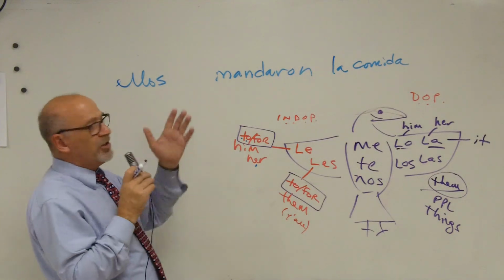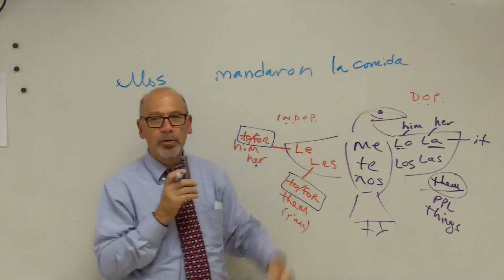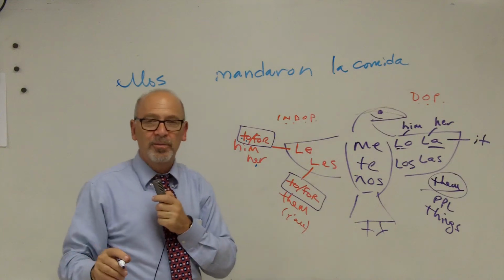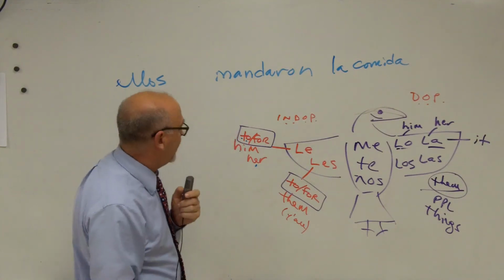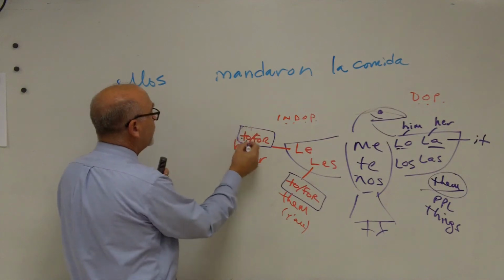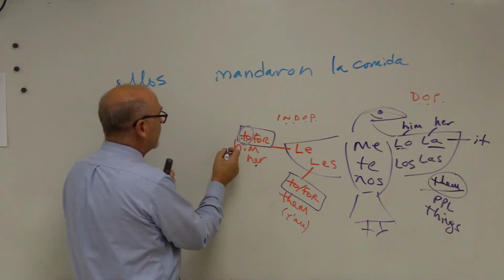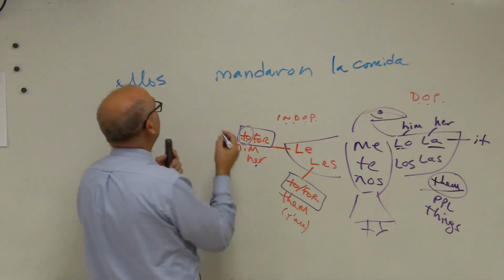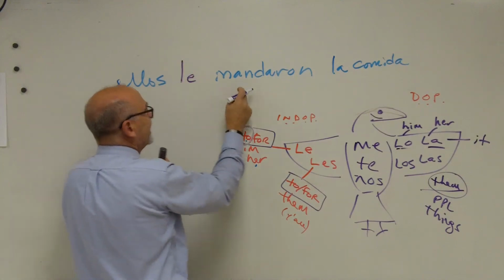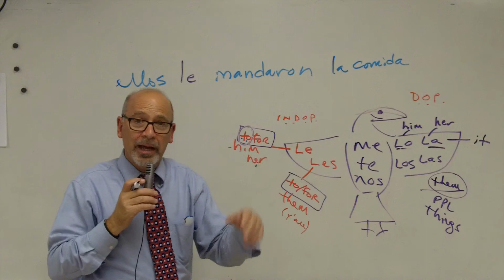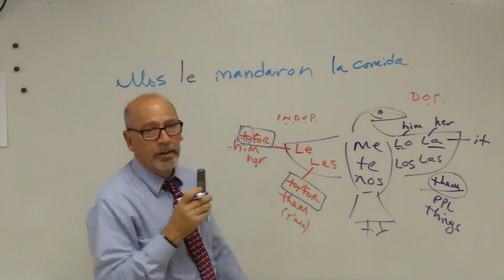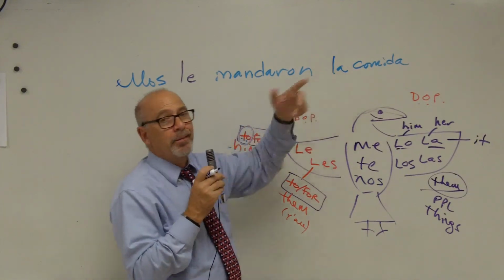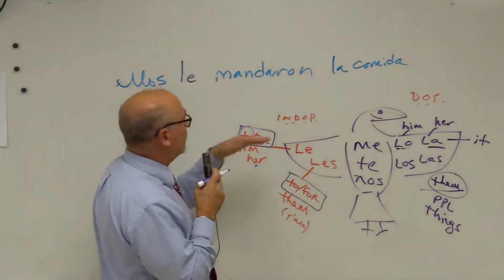Now, what if we just want to say they sent the food to the man? But we're not going to say to the man. We're just going to say to him. Now we're dealing with a to issue. And it's him, because the man is a him. To him. That's all I need right there. Ellos le mandaron la comida. Can we do that? Sure we can. They sent the food to him. Could we say they sent it to him? Yeah, then you get the two L's and all that. Let's not even go there. Let's just leave it like this.